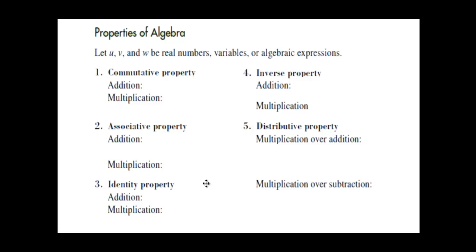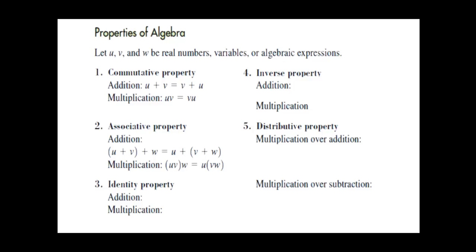Some properties of algebra that we need to go through. You should be familiar with these already, so I'm going to go through them very quickly. First one is the commutative property, and the commutative property has to do with the order in which you add or multiply things. It doesn't matter what order you add or multiply numbers, you'll get the same answer. The associative property has to do with the grouping of numbers. It doesn't matter how you group them, whether you're adding or multiplying, you'll get the same answer.